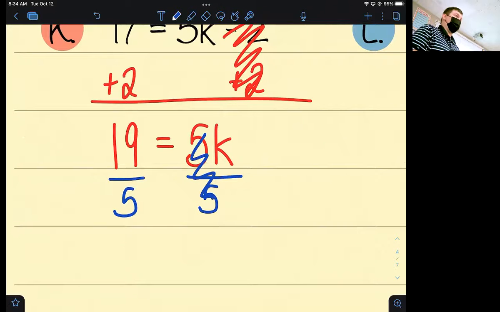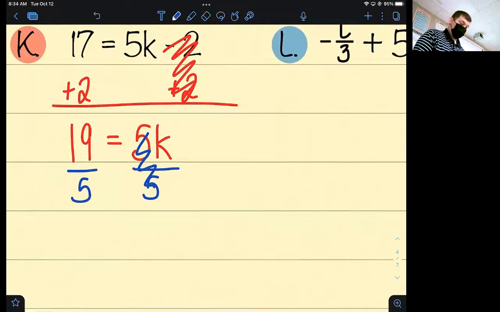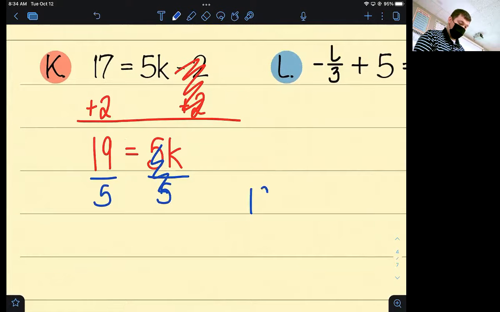Okay, so I have 3 options at this point. Okay, sorry about that. I have 3 options at this point. I have to do 19 divided by 5. So I can go off to the side and I can do 19 divided by 5 like this. Top dog gets the house, right? We're used to doing that.